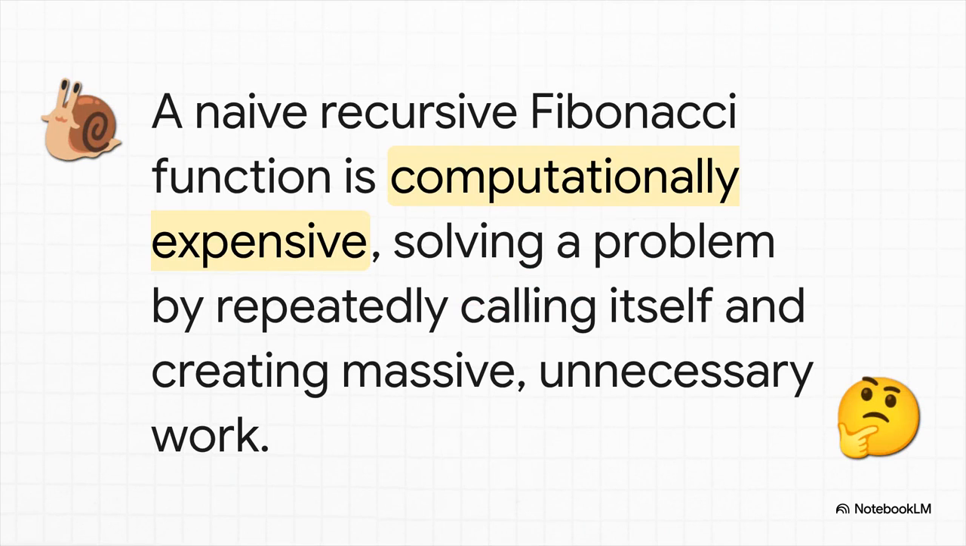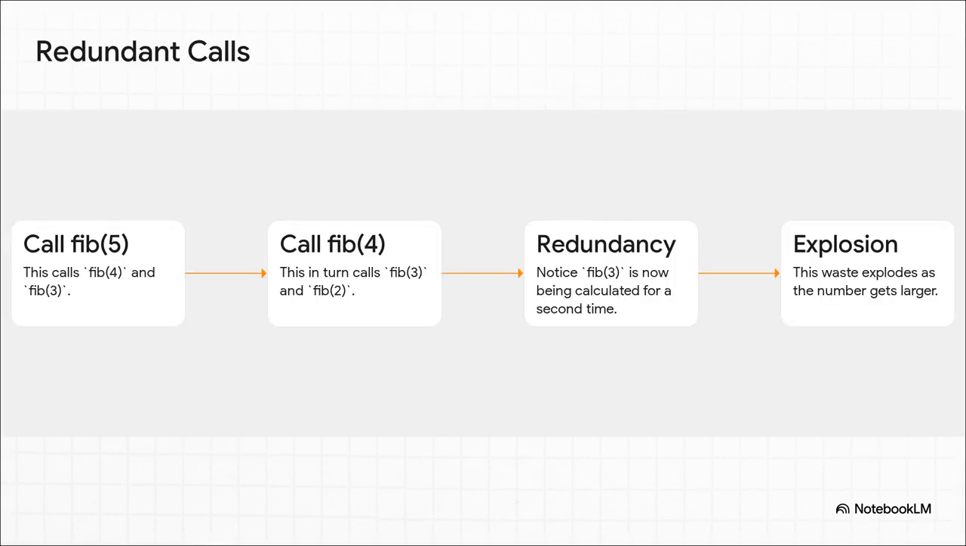Let's take a look at a classic example here, a simple recursive function to calculate Fibonacci numbers. Now, this function is what we'd call computationally expensive. It works, sure, but it does it by calling itself over and over again, which creates this massive, totally unnecessary workload. And here is where it all falls apart.